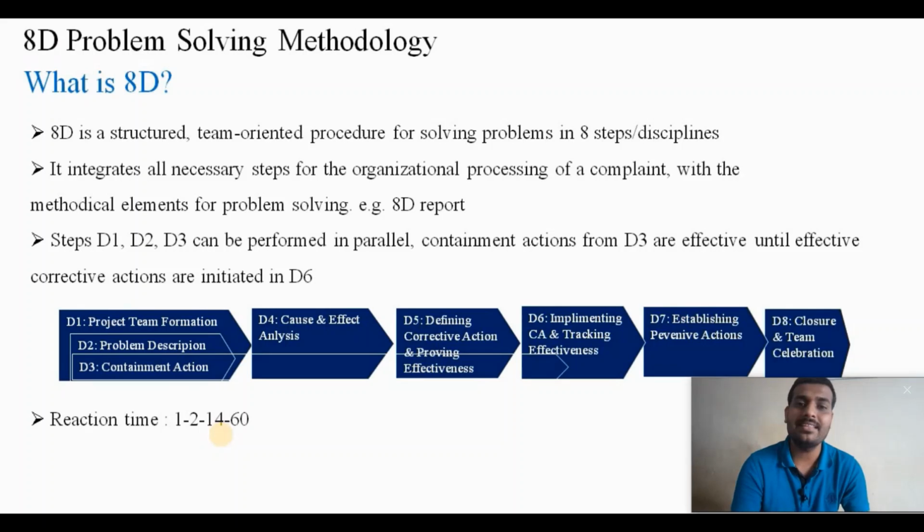Case 2 is when you have a customer complaint from an outside city supplier, then you have to follow the time frame of 2-14-60. Here, in the first 2 days or 48 hours, you have to complete D1, D2, D3, that is up to containment action. You have to complete all these steps in 2 days only. Similar to case 1, in 14 days you have to define the corrective action and prove its effectiveness, and in total within 60 days you have to complete your project.